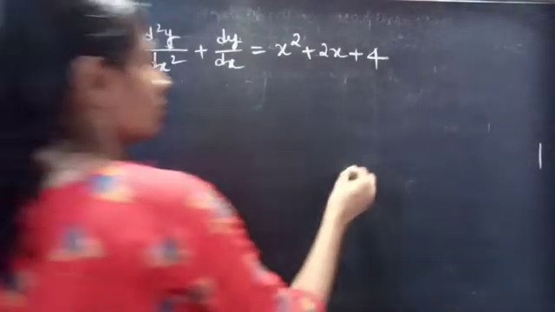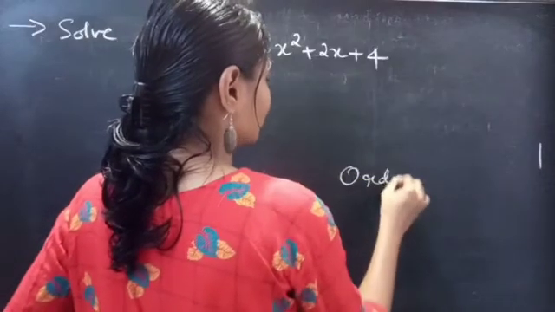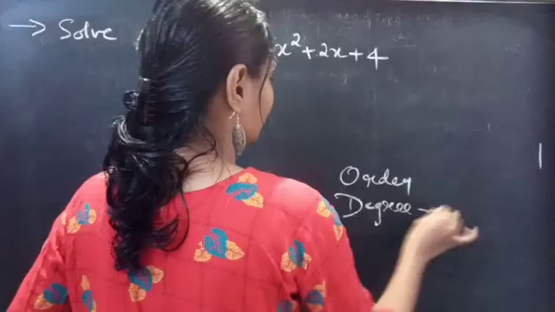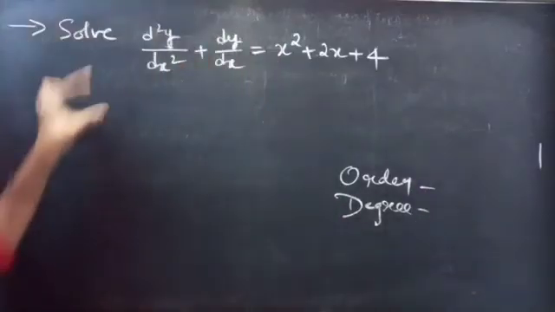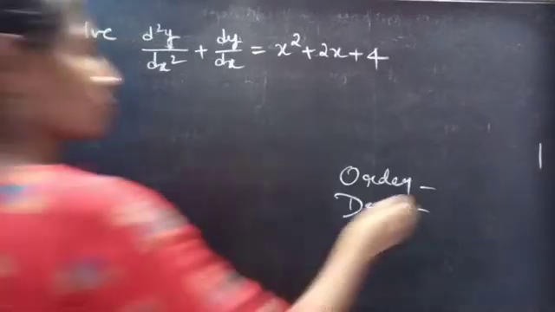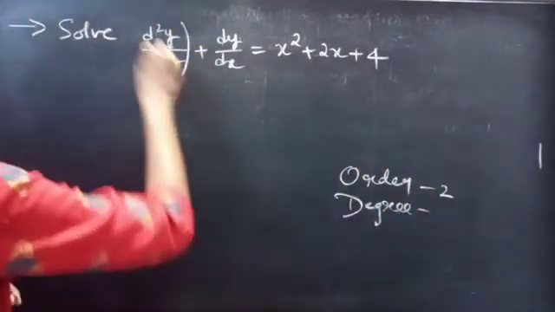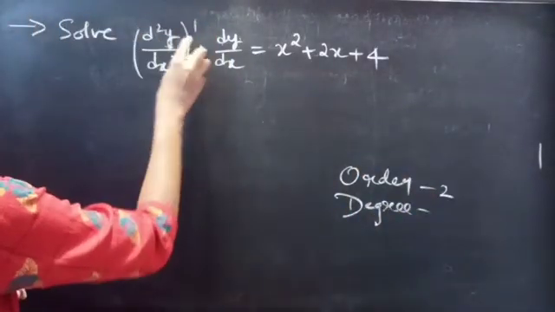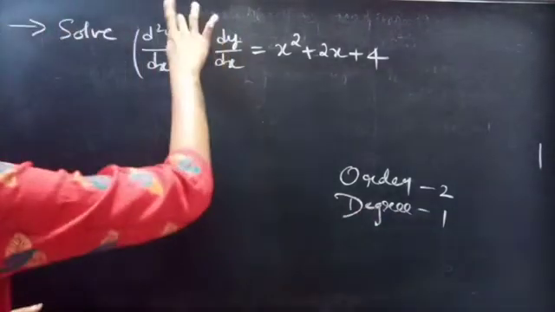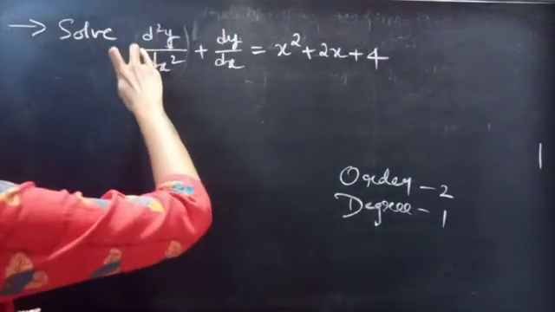Firstly, let's find the order and degree of the given differential equation. Identify the highest derivative. Here d square y by dx square is the highest derivative, so order will be 2. And the highest power of the highest derivative is our degree. Degree is 1. Right? So now let's write the given differential equation in operator form.